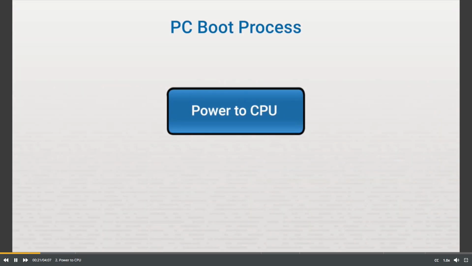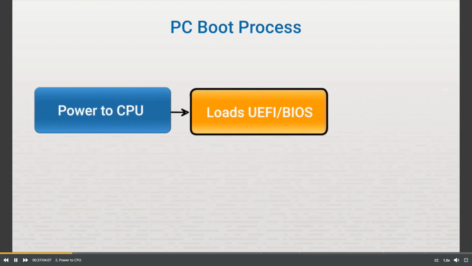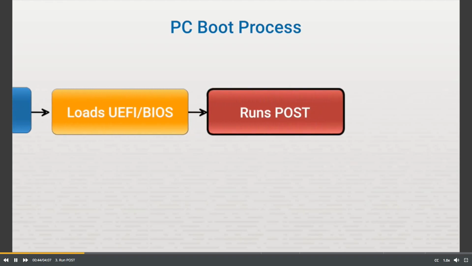The CPU is hard-coded to look at a special memory address for code that it can execute, and this memory address contains a pointer or a jump program that tells the processor where to find the UEFI or legacy BIOS program. After it does, the CPU loads the legacy BIOS or UEFI program. After the UEFI or BIOS starts, the first process run is the POST process. POST stands for Power On Self-Test.